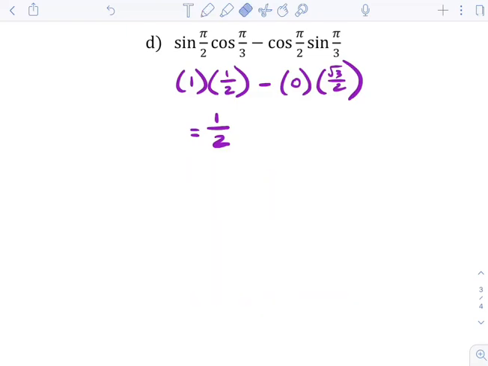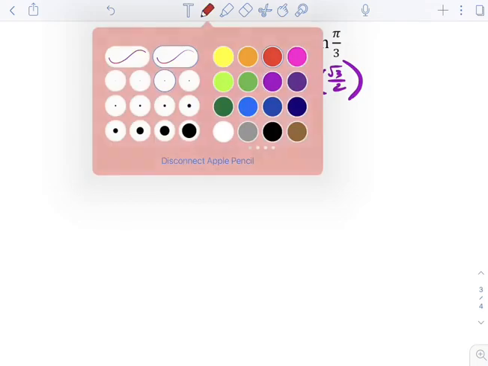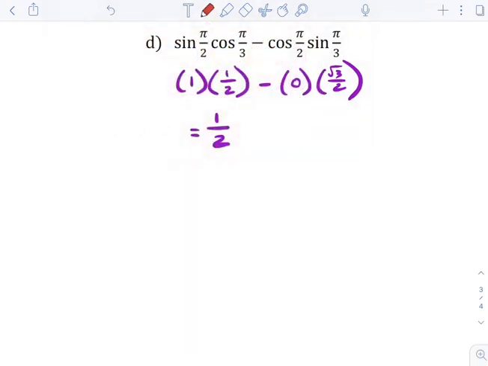But just to show you that it's the same when I use my compound angles, you might look at this and say, well, this ratio is a sine subtraction ratio, or formula. We're subtracting pi over 2 and pi over 3.